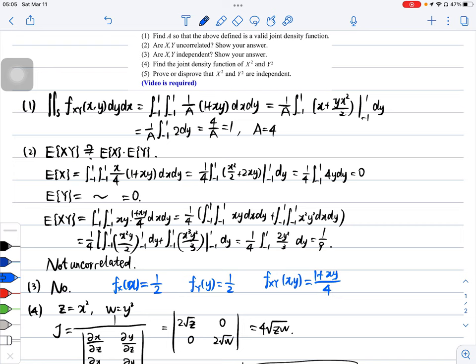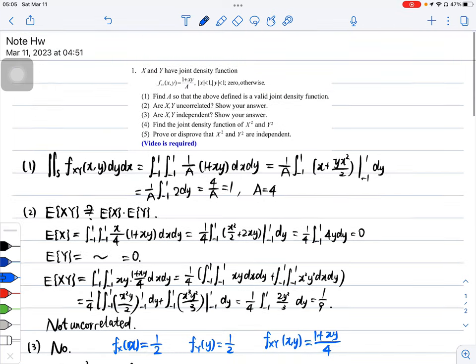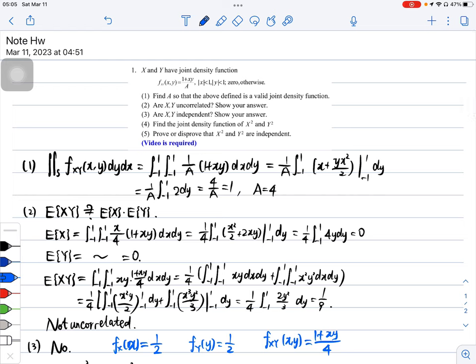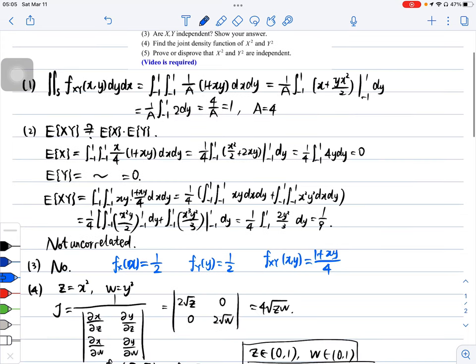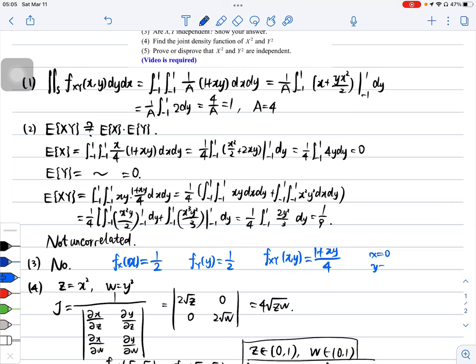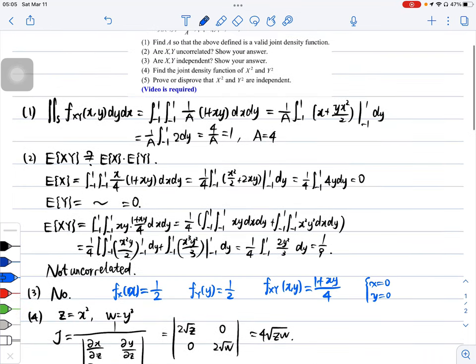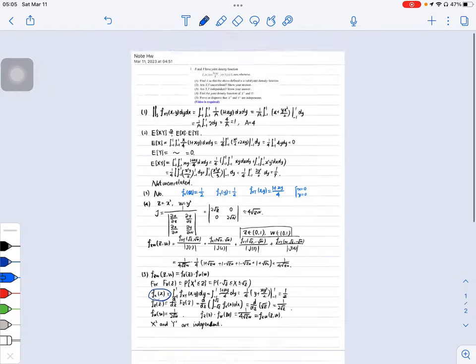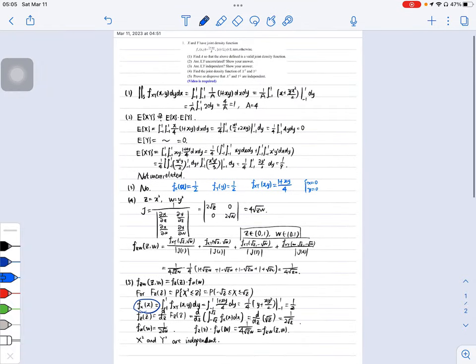So fx times fy equals fxy is wrong for every x from -1 to 1 and for every y from -1 to 1. Only in this situation does fx times fy equal fxy, but that's not meaningful. So x and y are not independent. This is the mathematical answer for this part 3.